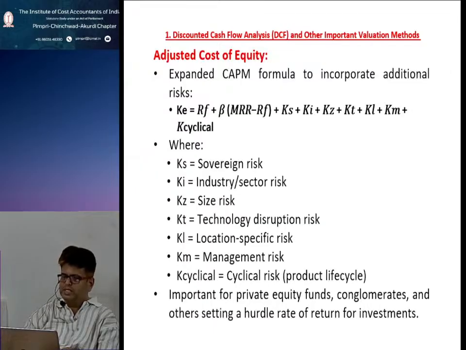Then we saw the adjusted cost of equity, an expanded CAPM formula to incorporate additional risk. In this adjusted cost of equity formula, KS is sovereign risk, KI is the industry or sector risk, KZ is the size risk, KT is the technology disruption risk, KL is the location-specific risk, KM is the management risk, and K cyclical is the cyclical risk, that is the product life cycle risk. This is important for private equity funds, conglomerates and others setting a hurdle rate of return for investments.